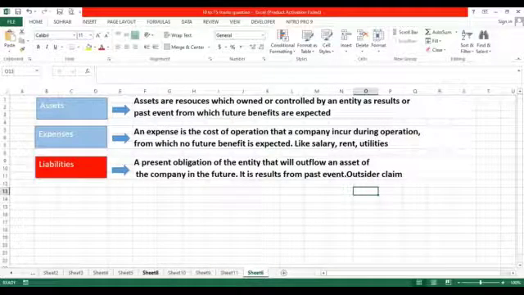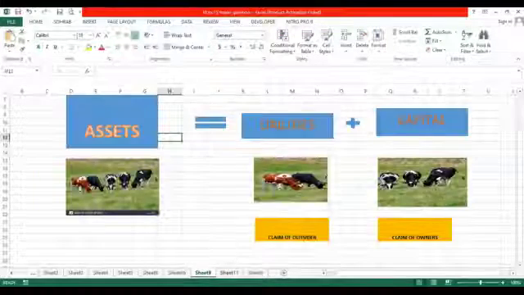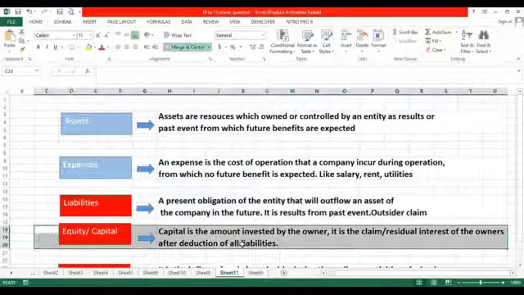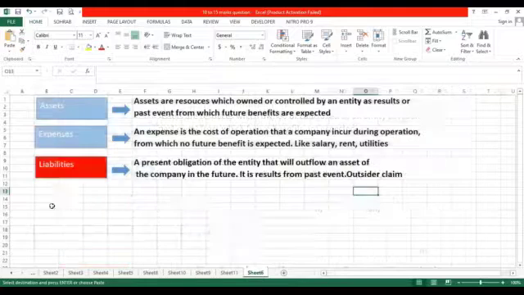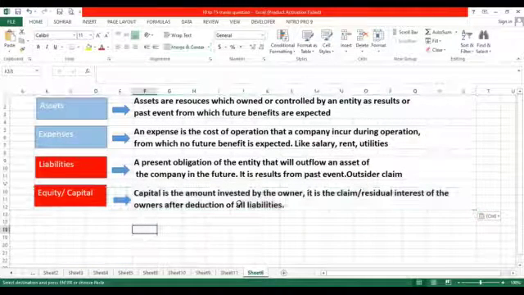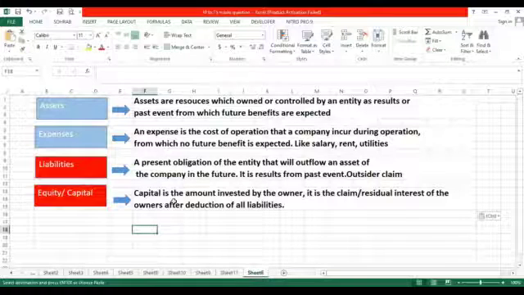Okay guys, let's discuss the fourth element of accounting, that is capital or equity. What is capital? Capital is the amount which is invested by the owner. It is the claim or residual interest of the owner after deducting all liabilities. What does residual interest mean?